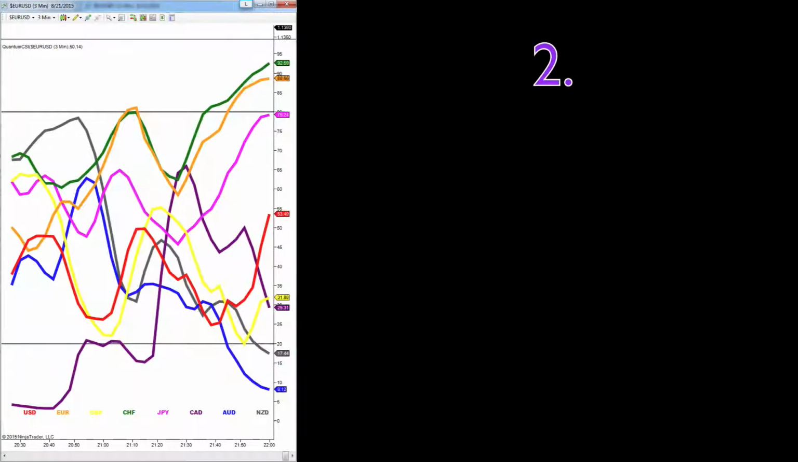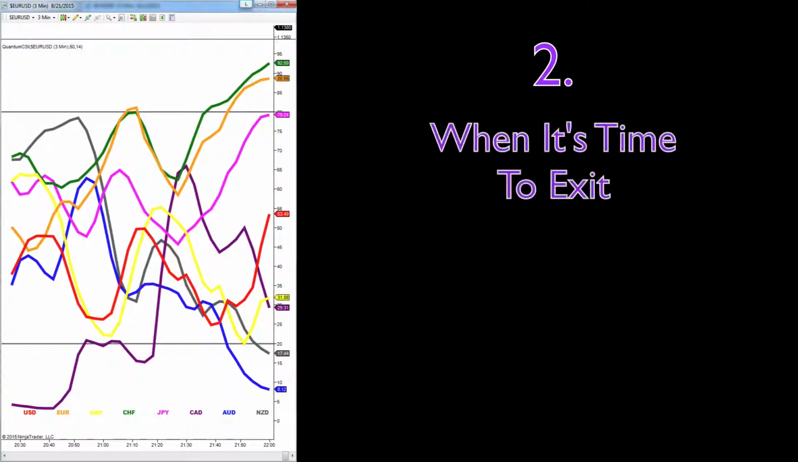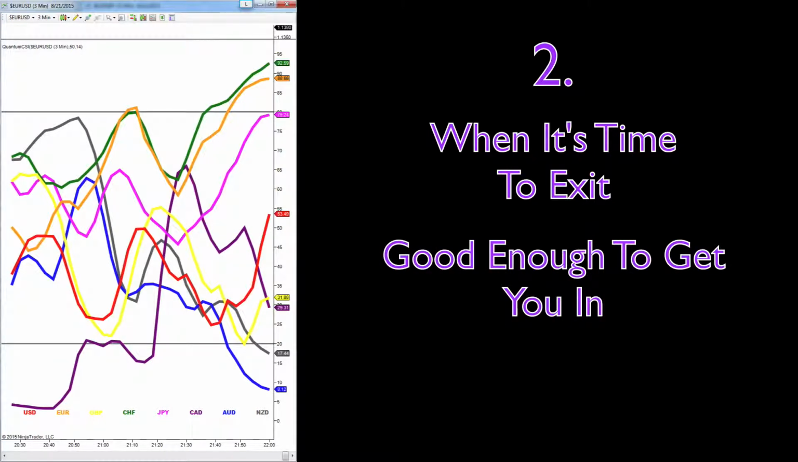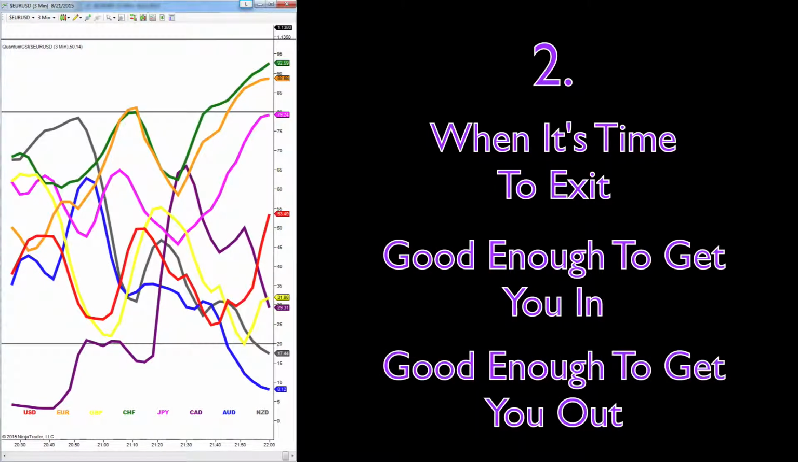Secondly, the indicator will also tell you when it's time to exit. After all, if it's good enough to get you in, then it's good enough to get you out as well. If you entered when the currency was overbought and ridden the trend to a point when it's now oversold, then clearly it's time to consider closing the position and moving on.